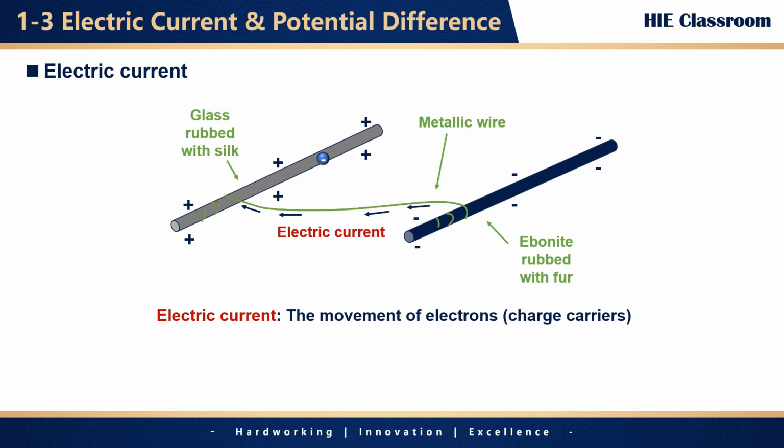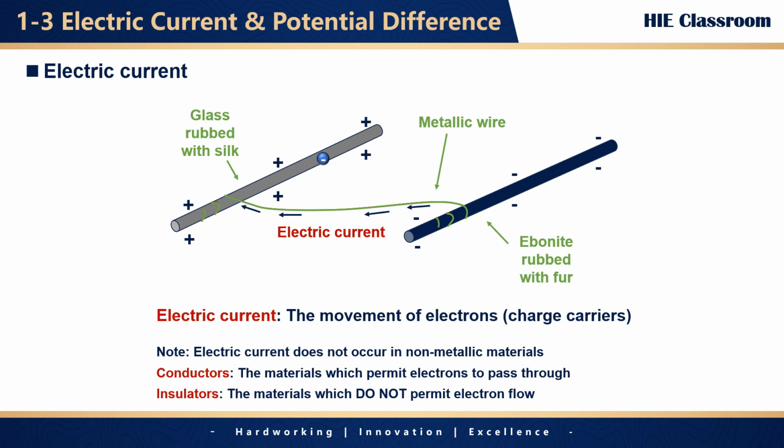Now, if we swap that metal for something else like rubber, all the electrons will stop. That's where we get conductors and insulators. Conductors, like metals, are the electron superhighway, letting current flow easy peasy. Insulators, they are the road blockers, saying no way to electron traffic.